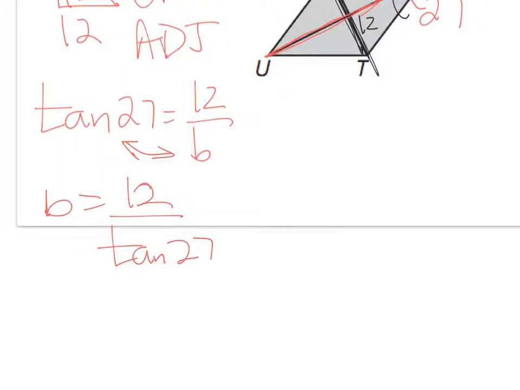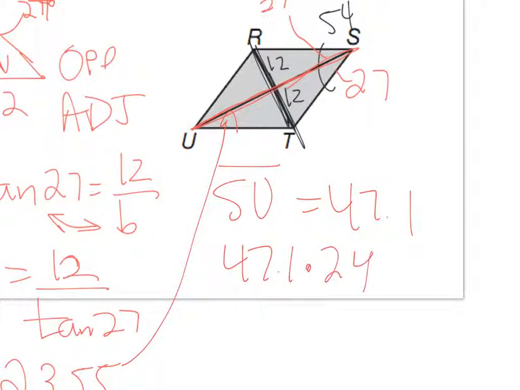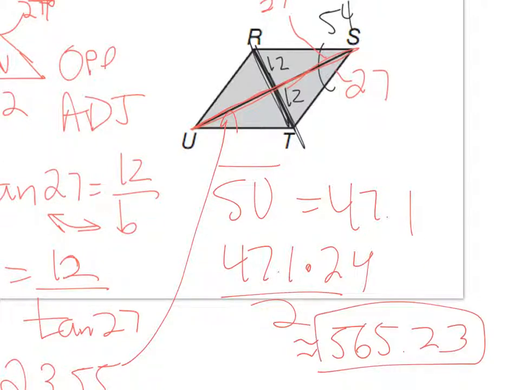So 12 divided by the tangent of 27, I get 23.55. Now, that's one of these. So double it. So that means the whole diagonal SU is going to be 47.1. So now I can figure out the area of this thing. I'm going to take 47.1 times 24 divided by 2. So after all that noise, I get about 565.23. So there's my answer.